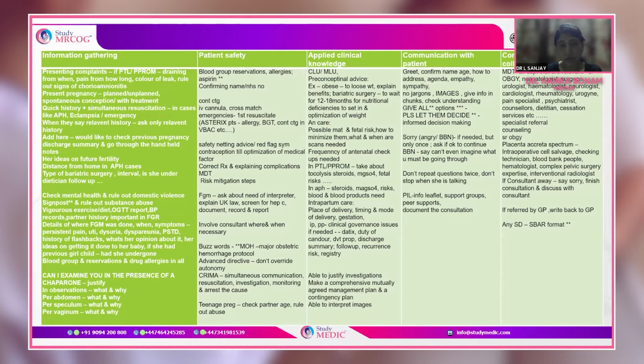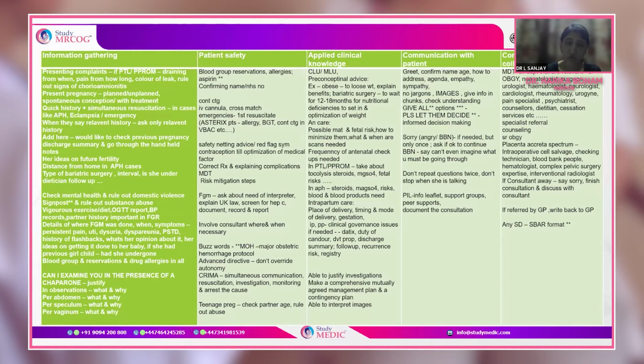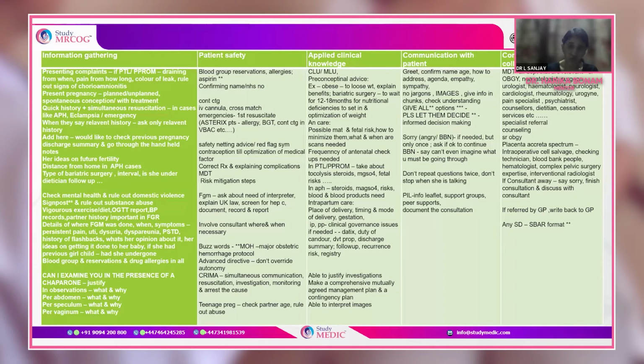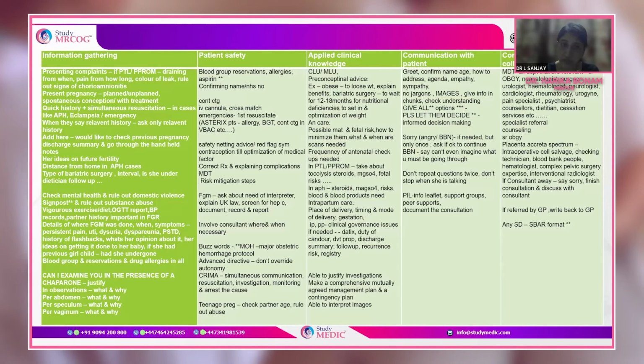And in case of female genital mutilation, it is important to ask about the need of an interpreter, because most of the time these people are non-UK residents. So you have to ask whether she is good with the language or not. If not, ask for an interpreter. And if you don't know where to get the interpreter, just ask for the interpreter live. Okay. And then explain the UK law.